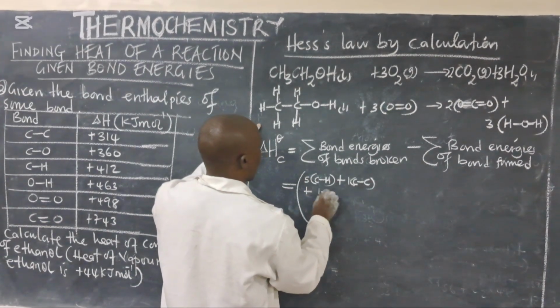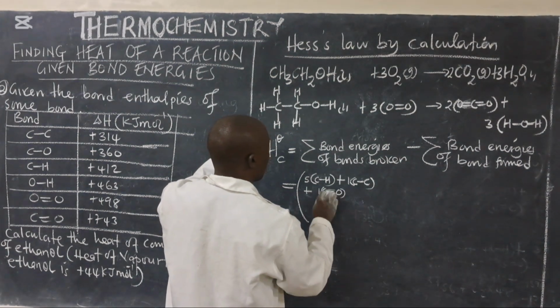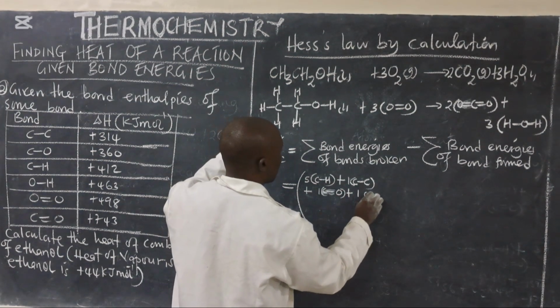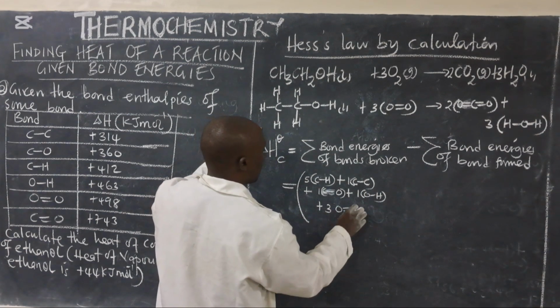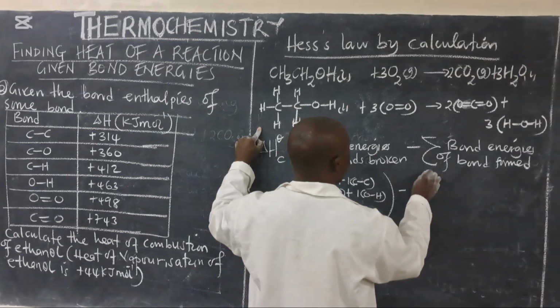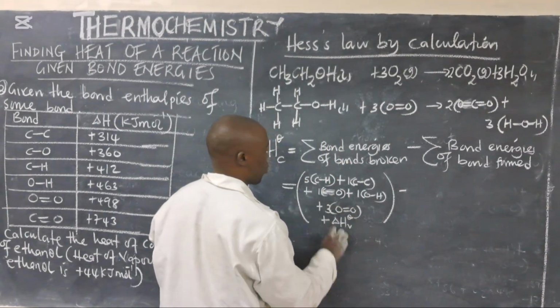Then plus I have 1 carbon to oxygen bond. Then I have 1 oxygen hydrogen bond. Then plus I have 3 oxygen to oxygen bonds. So I'm subtracting. Then plus heat of vaporization of ethanol.